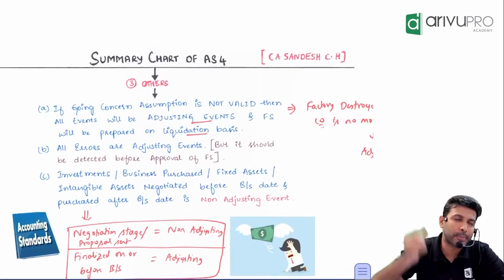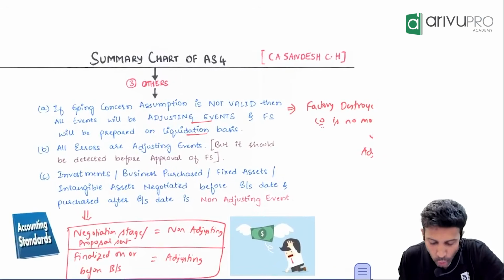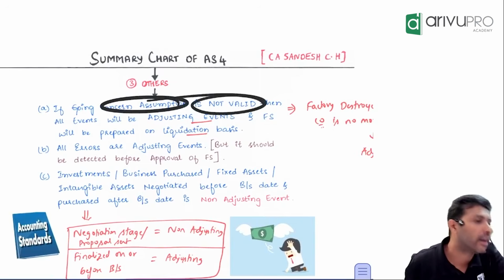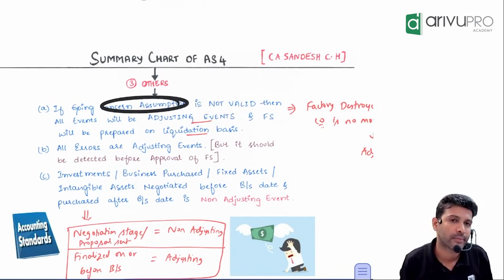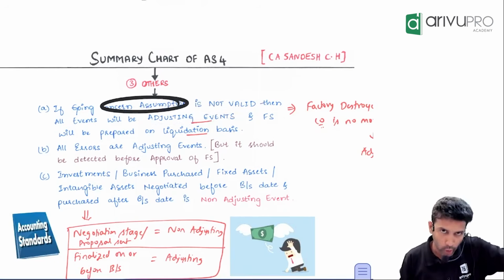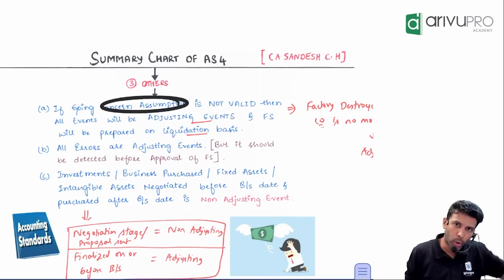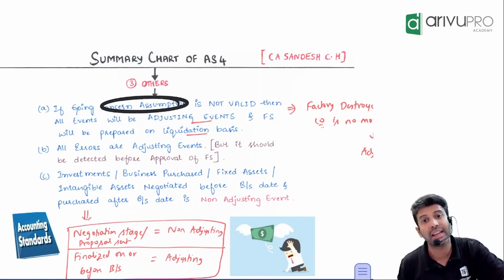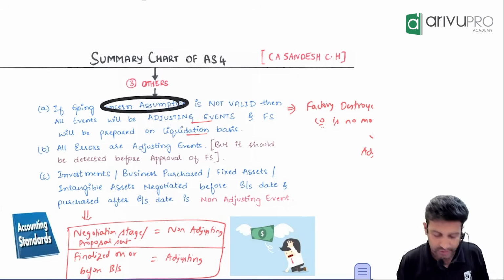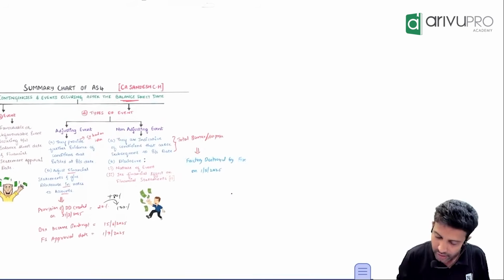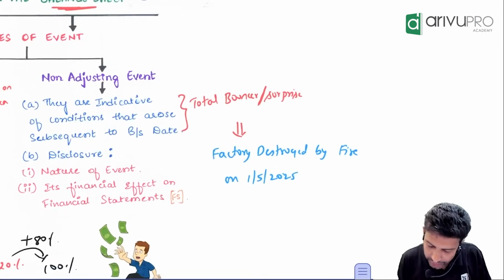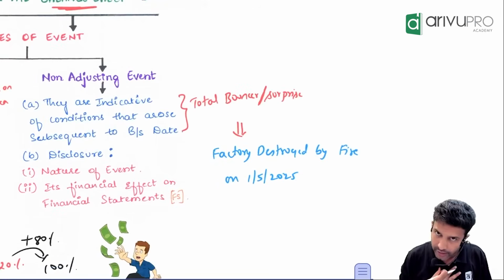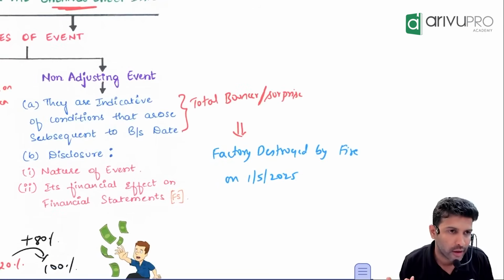But there is one exception to this rule, sir. If the going concern assumption is not valid, then even non-adjusting events will become adjusting events. What did I say? If the going concern assumption is no more valid, if it is not applicable, then even a non-adjusting event will become an adjusting event. Like in the previous example, the fire occurred when? Current year or next year? Next year. In the current year, did I have a clue or no idea? No idea. That means ideally this is what event?